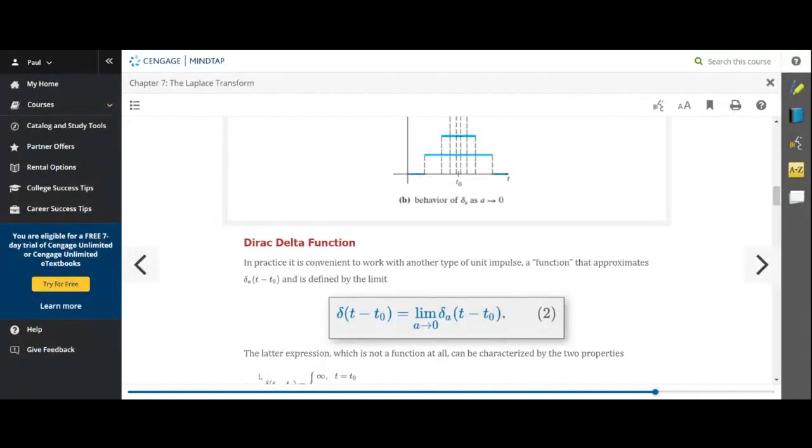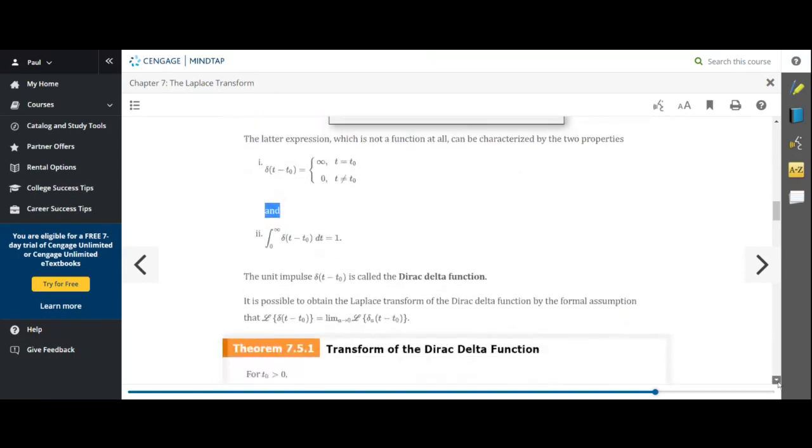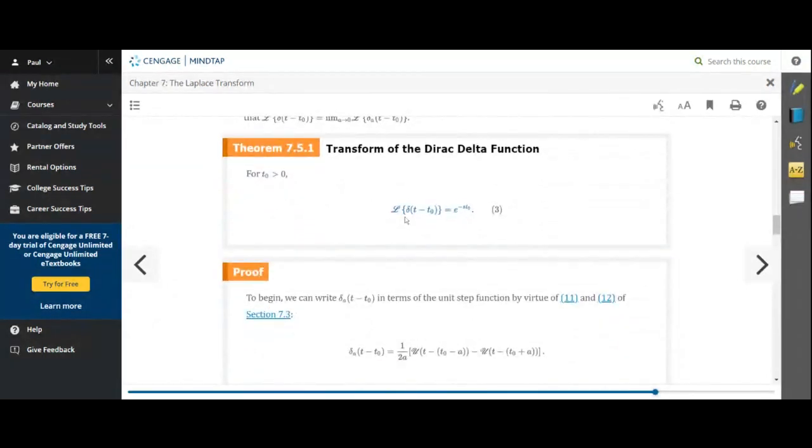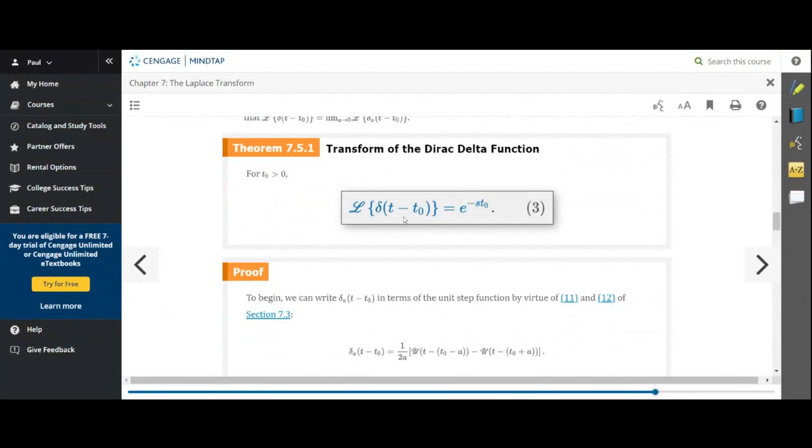It's going to be another driving force that we could encounter in our differential equation. So what's the Laplace transform of the Dirac delta function? Well, they actually derive it here. I don't want to get too caught up in it; the proof is below, and I'll let you look at that.